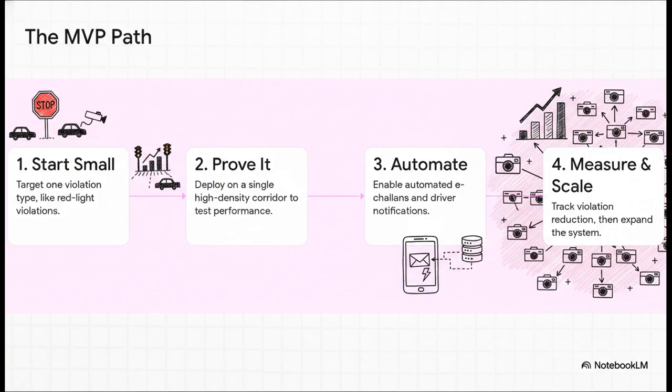Once you've got that down, you automate the ticketing and notifications. And then, and this is key, you measure the impact. Are violations actually going down? If the answer is yes, then you expand. It's a smart, measured, data-driven way to roll something like this out.